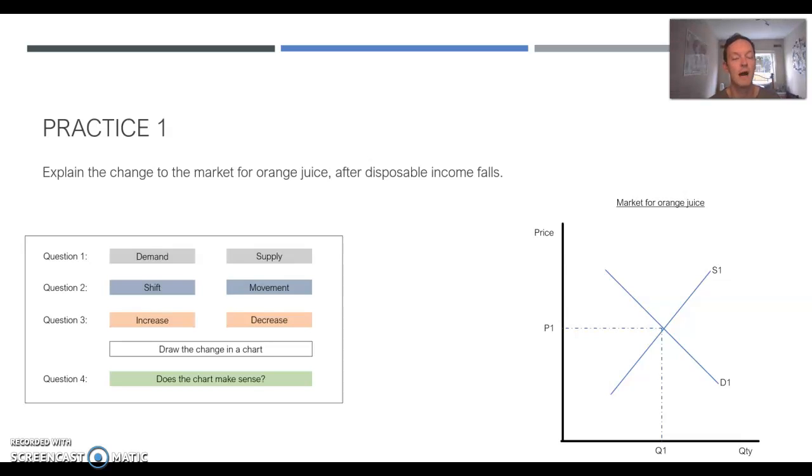Explain the change to the market for orange juice after disposable income falls. Now, I've started with an easy one here. I've actually put a factor that shifts the demand curve in the question. So I would hope from here you would be able to figure out that it is demand that has changed. And then we ask ourselves, so what has changed here? Is it the price of orange juice or is it something else? I want you guys to answer this before I click it.